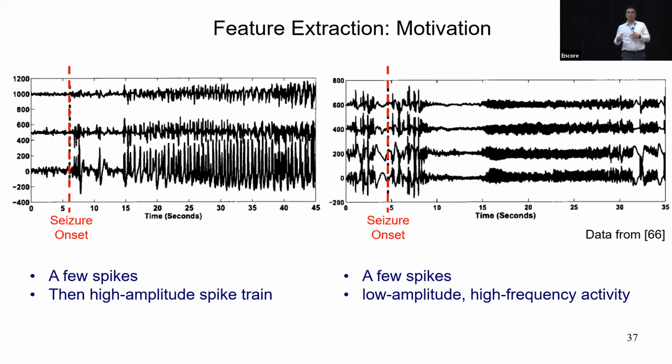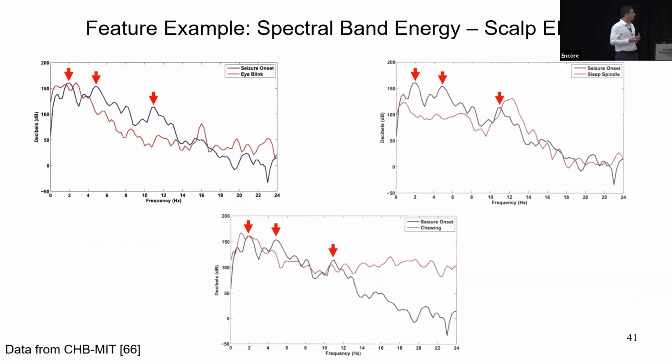All of this motivates the fact that we can't just look at the time domain data and apply thresholding or use simple rudimentary algorithms for seizure detection. That might be the reason that we have a lot of false positives with some of the available commercial devices.